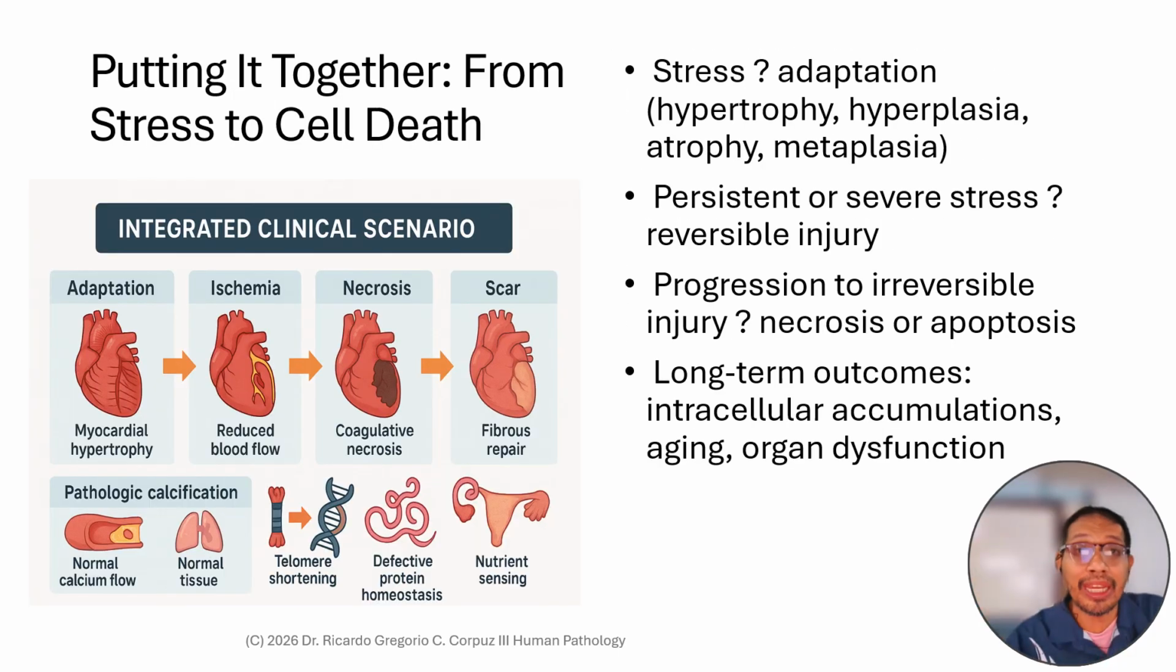So putting it all together, this is a conceptual map to bring everything together. We've covered adaptation, injury, cell death, and long-term cellular changes. Now let's integrate these ideas into a single coherent clinical scenario. Let's consider a patient with long-standing hypertension. This is an excellent example because it illustrates the full spectrum of cellular responses that we have discussed.